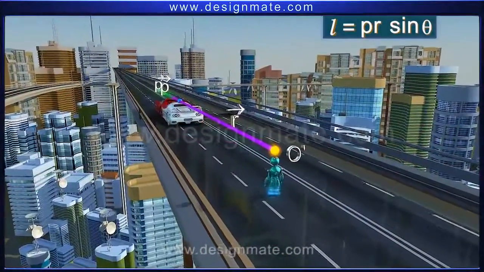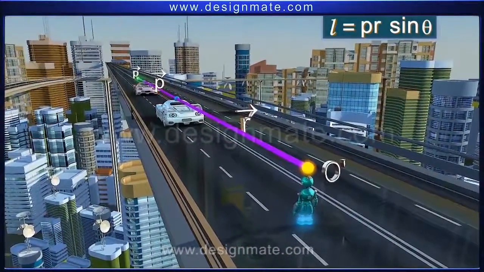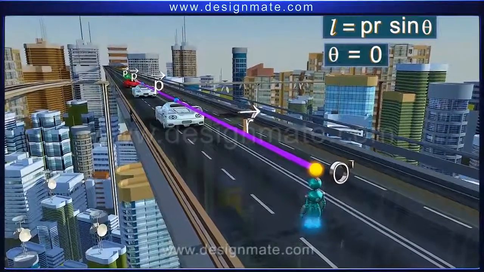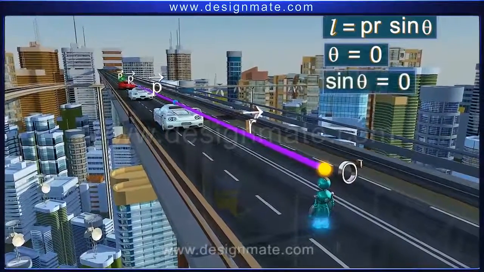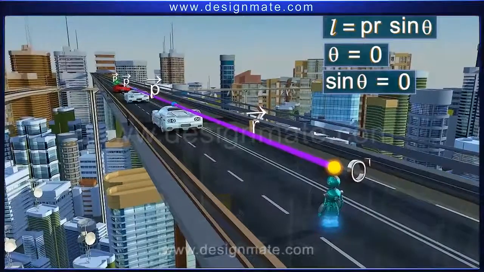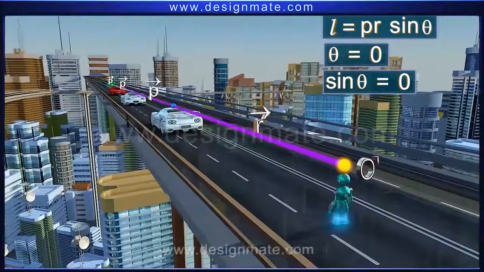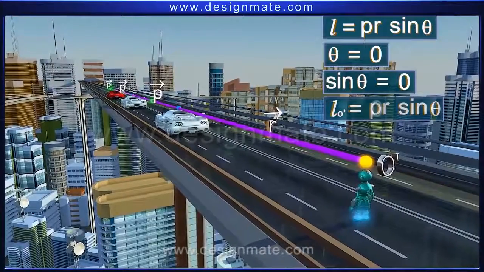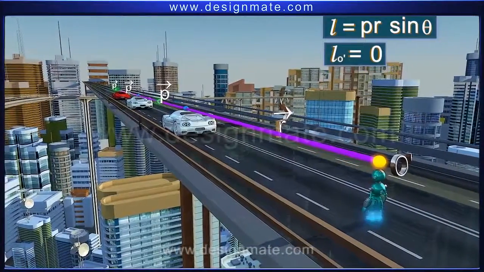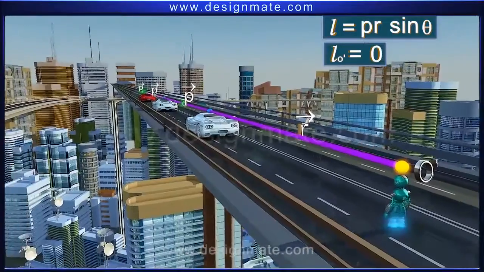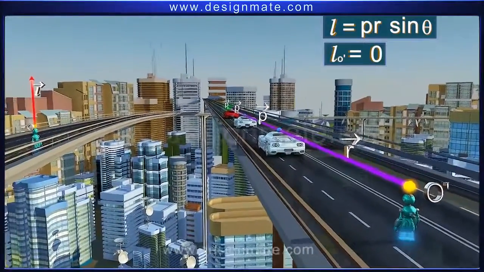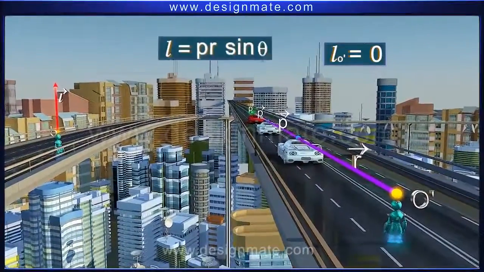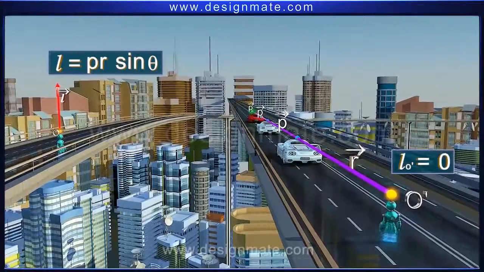We can see that the angle between vector r and vector p is always 0. So, sine theta is always 0. As a result, the angular momentum of the car with respect to this observer is always 0. Thus, the angular momentum of the same car with respect to two observers standing at different points is different.